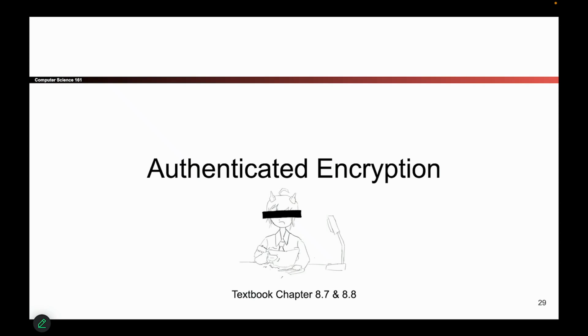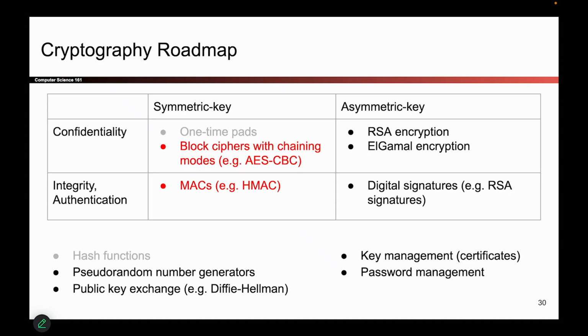OK, so to wrap up our discussion on symmetric key schemes, we are going to talk about something called authenticated encryption. So far, we've talked about some symmetric key schemes that provide confidentiality. That's great. And some schemes provide integrity and authentication. That's also great. But what if I want both? What if I want to somehow get confidentiality and integrity on my message?